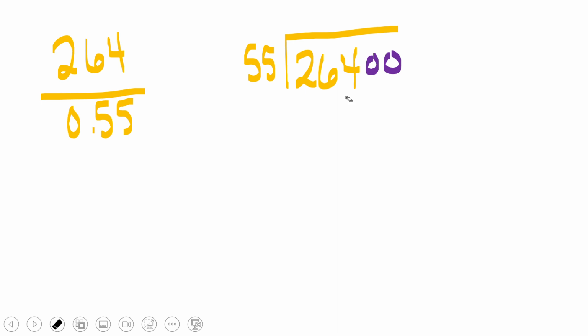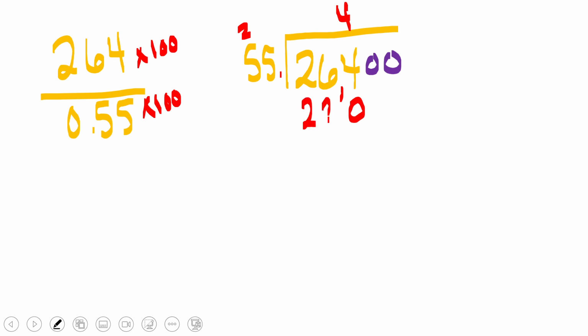And that is actually a 26,400 inside. We multiplied both sides by 100. We kept our equivalency in a division problem. It looks like this over here in the fraction, if that helps you see it a little bit better. Okay, 55 fits into not 2, not 26, but it does fit into 264 about 4 times. 4 times 5 is 20. Drop your 0, carry your 2. 4 times 5 is 20, plus 2 is a 22.